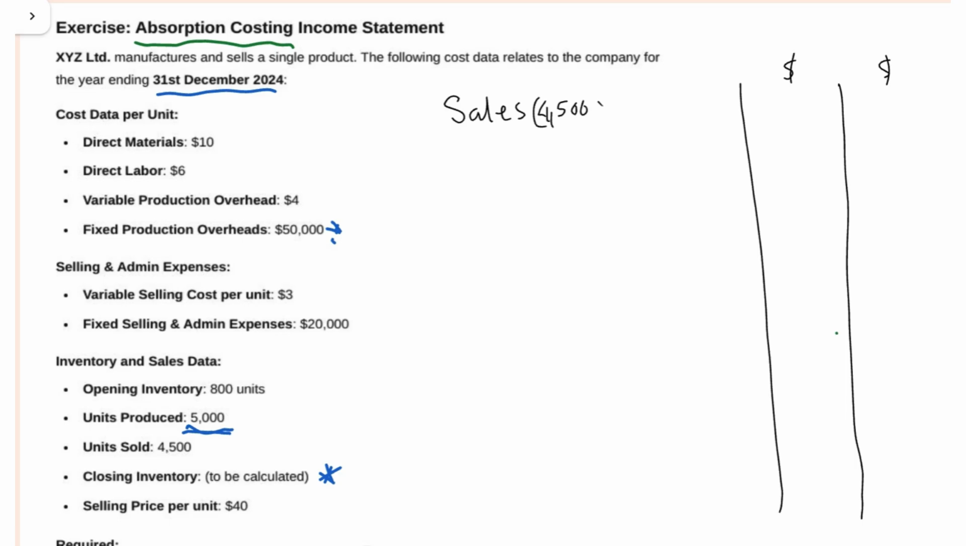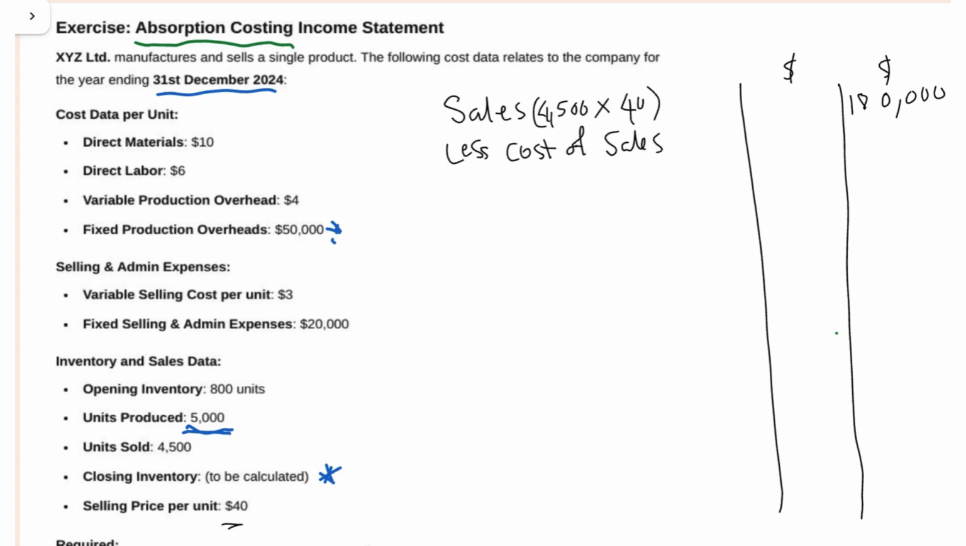So we can say 4,500 units. How much was it to sell? The selling price it gives us here is $40. So the units sold times your selling price per unit. 4,500 times 40, how much does that give us? That gives us 180,000, and I put that right here in our last column. Good. So sales less my cost of sales.